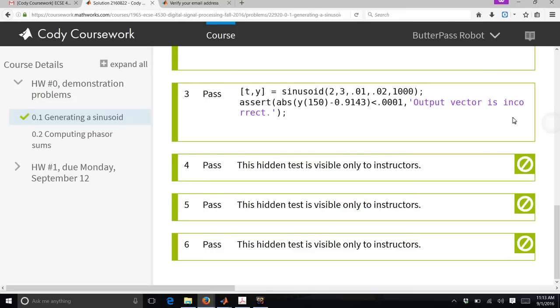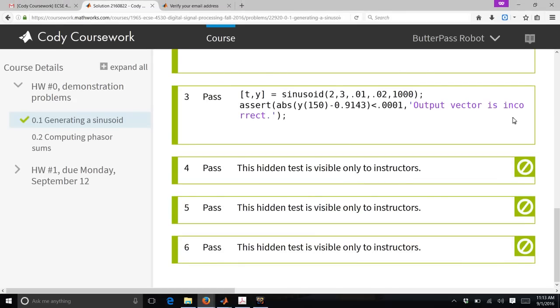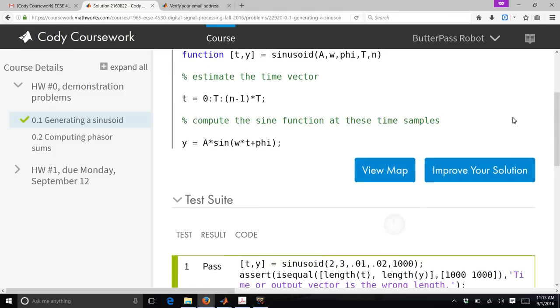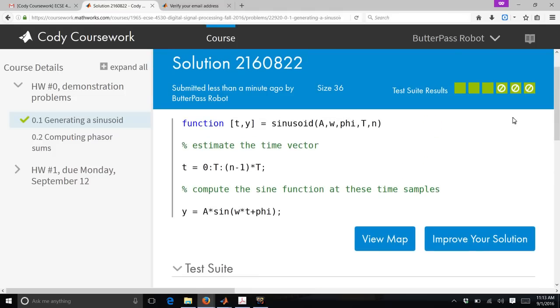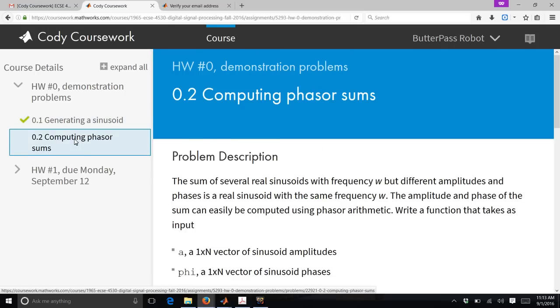and I can see that I passed all the visible tests, and even though you don't know what tests I devised in the hidden tests, it also passed those. So you did the problem right. So at that point, you're done, right? There's no need to do anything else. Let's try this other problem. This is a little bit more complicated.